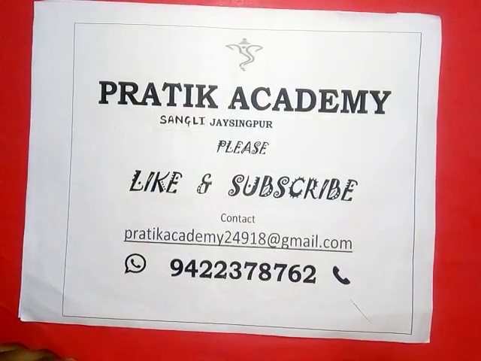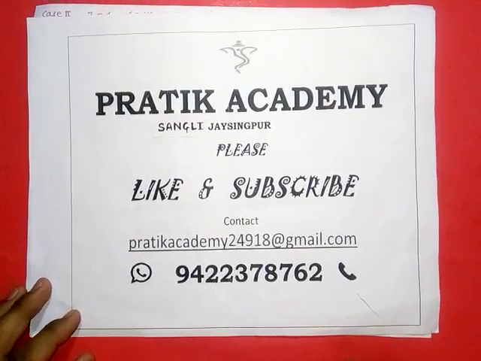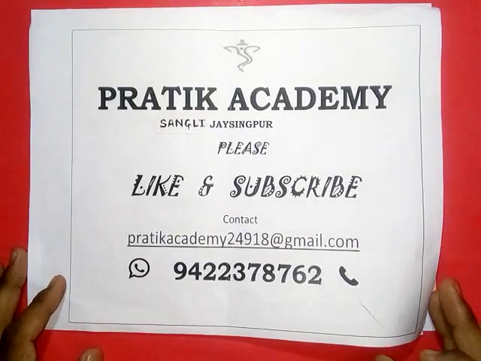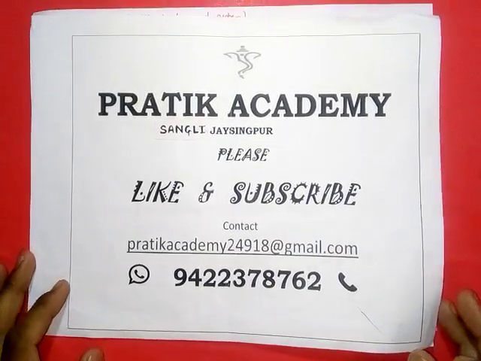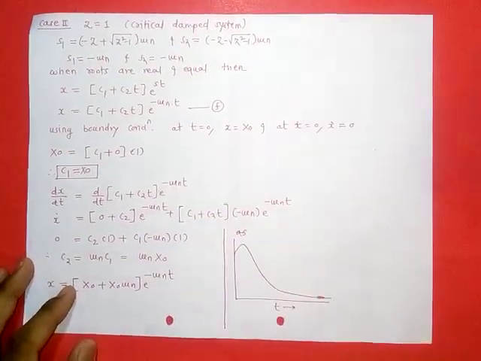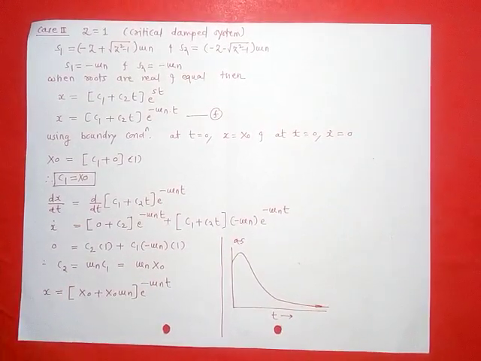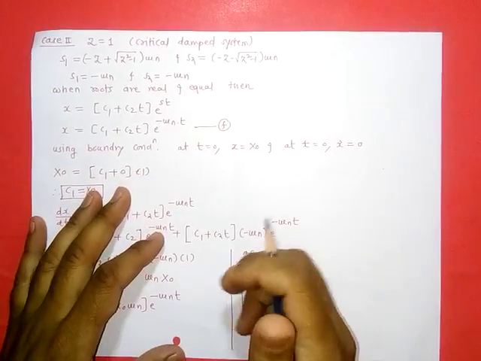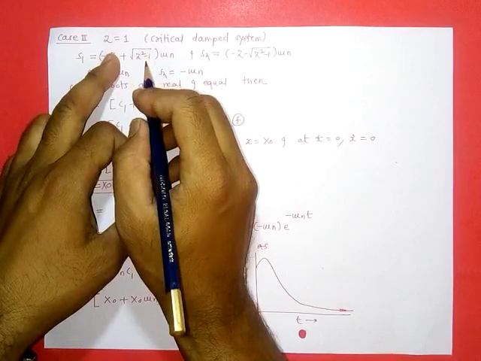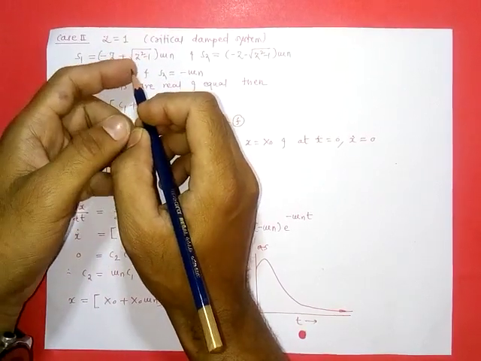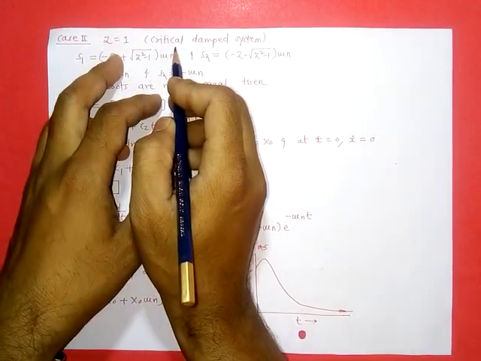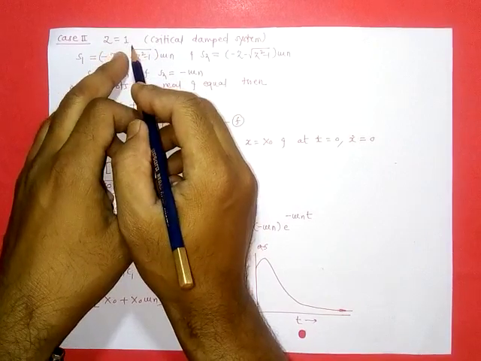In the last video, we obtained the solution for the overdamped system, and we showed that overdamped systems are not actually vibrating systems. In this video, we will obtain the solution for critically damped and underdamped vibrating systems. So what is a critically damped system? When C, the damping coefficient, is equal to Cc, the system is called a critically damped system, and for it we have zeta equal to 1.